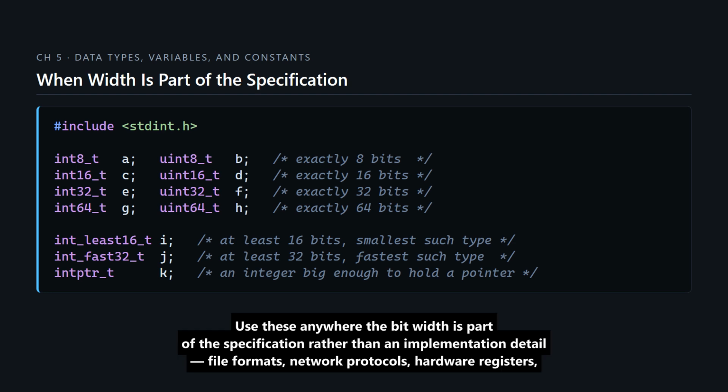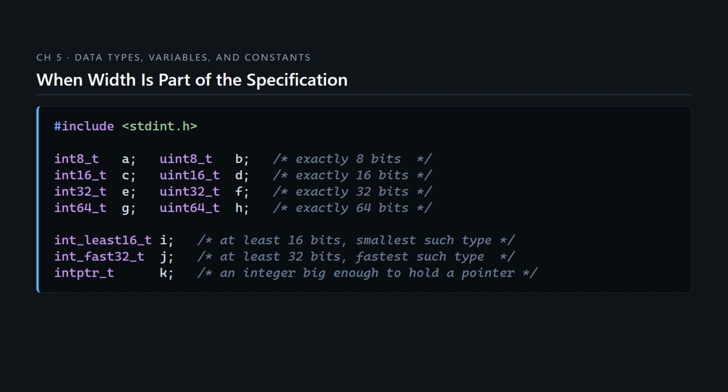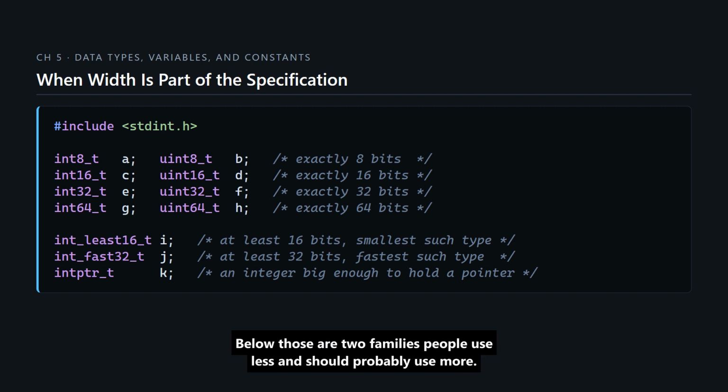Use these anywhere the bit width is part of the specification rather than an implementation detail: file formats, network protocols, hardware registers. Anything where a document somewhere says this field is 32 bits. Below those are 2 families people use less and should probably use more.